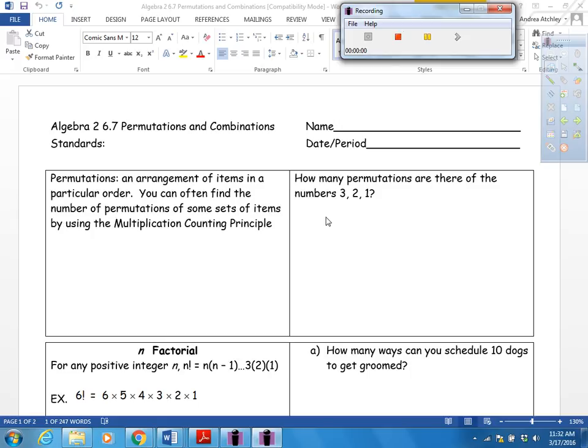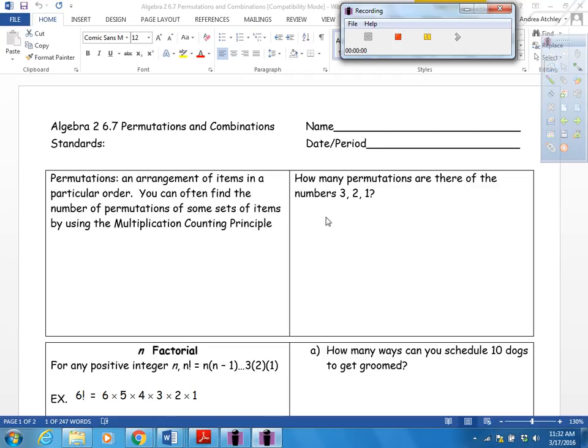Okay, a permutation is an arrangement of items in a particular order. You can often find the number of permutations of some set of items by using the multiplication counting principle. So the first question is how many different ways, how many permutations. This is all about probability and how many possible outcomes you have. This is usually just to find the bottom number of your fraction. How many possible outcomes, okay?